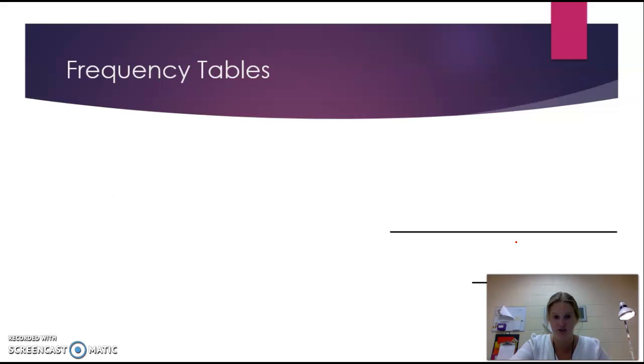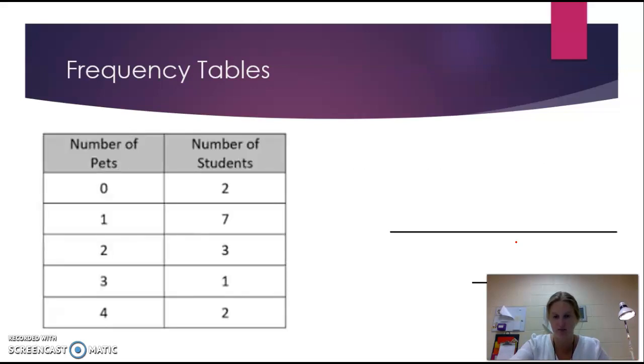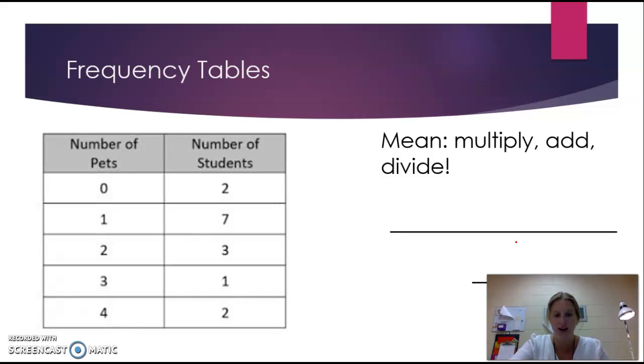Finding an average from a frequency table. I'm not listing these out. If I were to list these out, I would do 0, 0, 1, 1, 1, 1, and I would need 7 ones. That's a waste. We're going to go back to the same strategy as we did with dot plots. We're going to multiply, then add, then divide. I did this right on the side of the table. I know 0 times 2 is 0, and 1 times 7 is 7. I literally just put the multiplication out, and then I can transfer it into the adding.